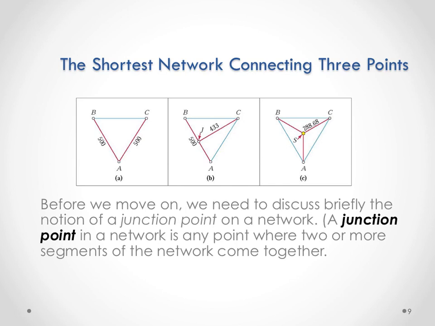Now let's quickly look at a note about J and S that we created. These are considered junction points. They're not nodes because they weren't part of our original graph. I take that back. A, B, and C are junction points, but we created J and S. They're new junction points. Basically, the definition of a junction point is where two or more segments of the network come together.